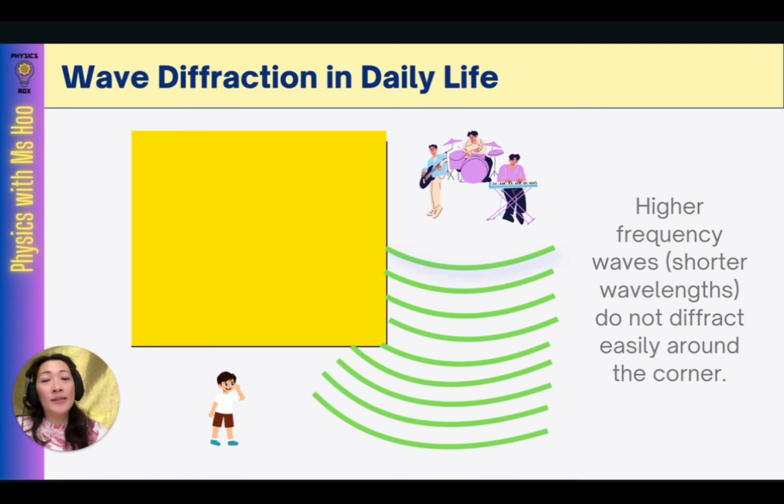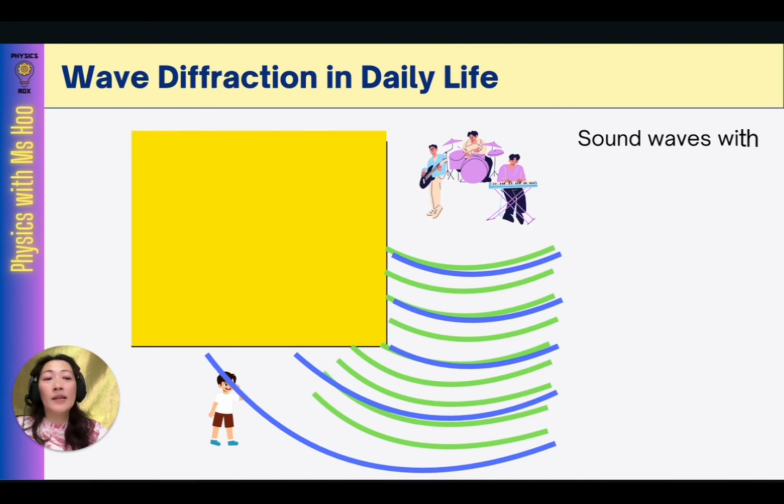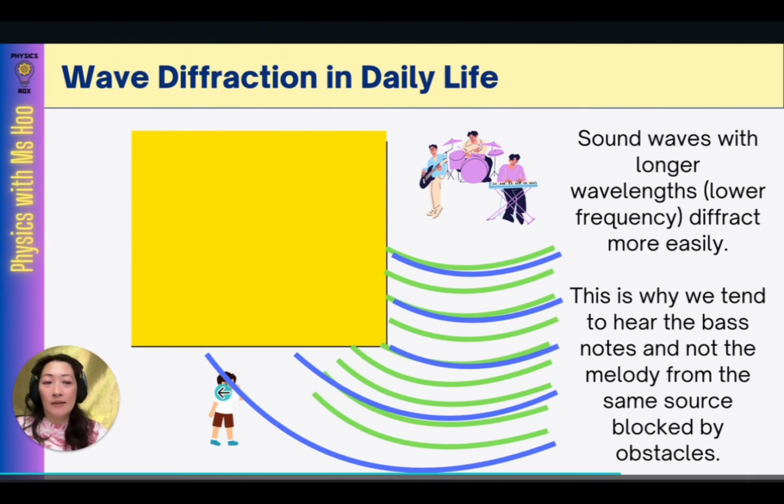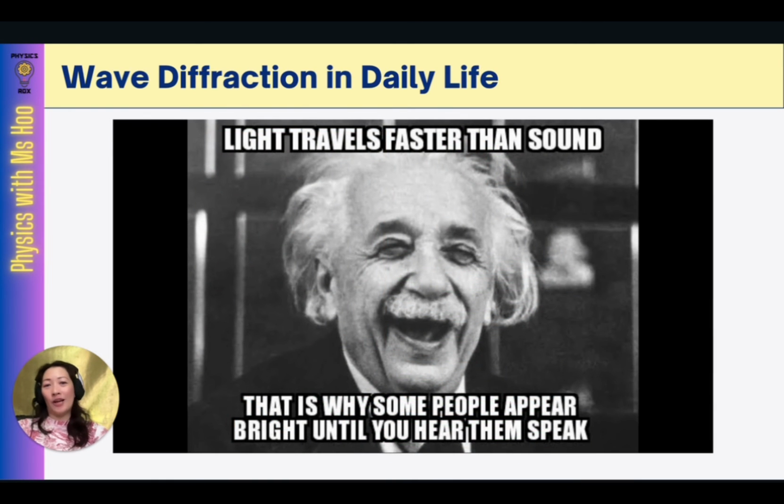So when we compare them side by side, you'll find that sound waves with longer wavelengths, that means lower frequency, diffract more easily and are able to reach the listener. So this is why we tend to hear the bass notes and not the melody from the same source blocked by obstacles. Here's a little meme to finish up this video.